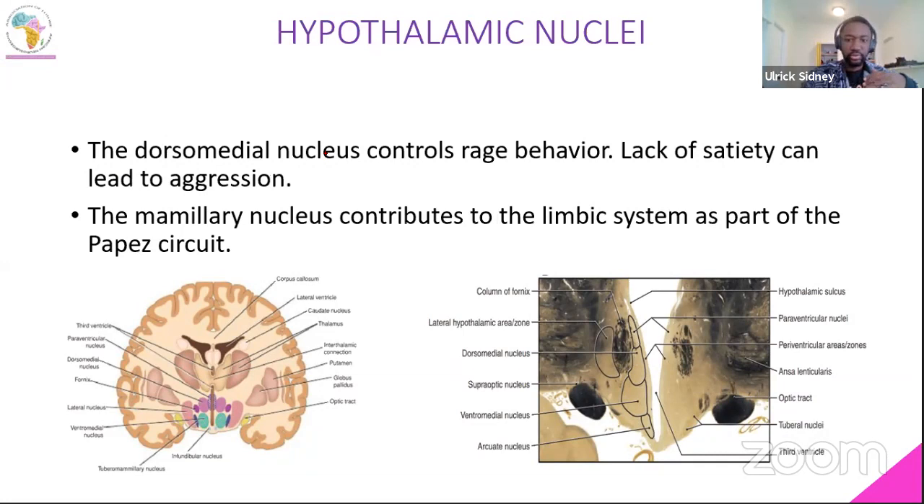The mammillary nucleus contributes to the limbic system, and it's part of what we call the Papez circuit. The Papez circuit is the medial limbic circuit, and this is in relationship with emotional expression. So when you see the limbic system, you have part of the cortex, frontal cortex, you've got the amygdala that participates. You've got the hypothalamus, that's the mammillary nuclei here, and they're part of this Papez circuit.